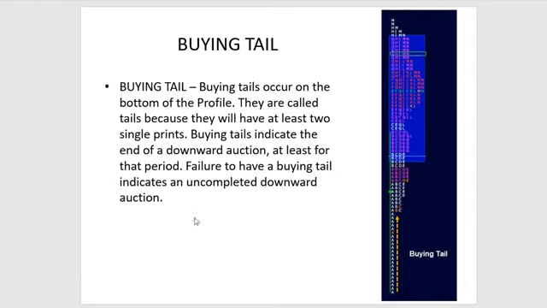Okay, so buying tails, they occur near the bottom of the profile. They are tails because they have a series of single prints. It takes at least 2 ticks to qualify as a buying tail. Now this has several, but it takes 2 ticks to qualify as a buying tail. If there's only 1 tick down there, then we do not have a buying tail. And that is something that we will cover again shortly.